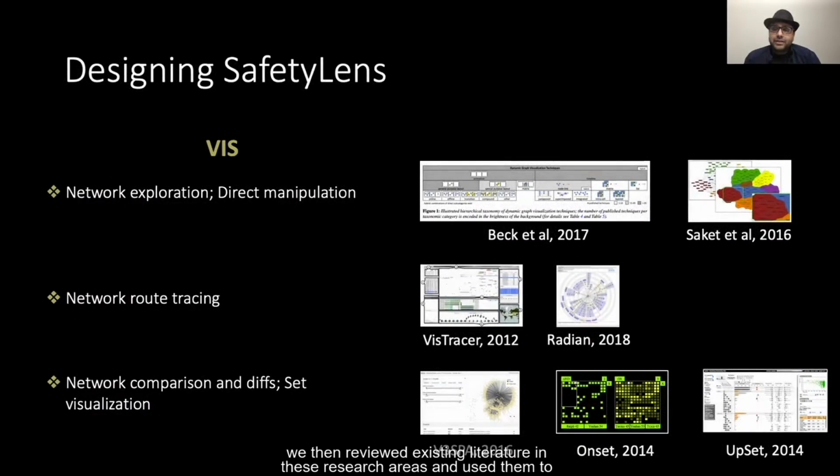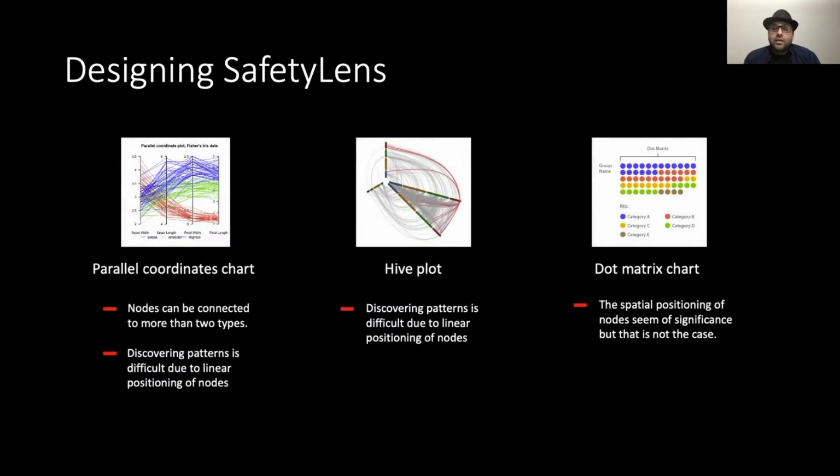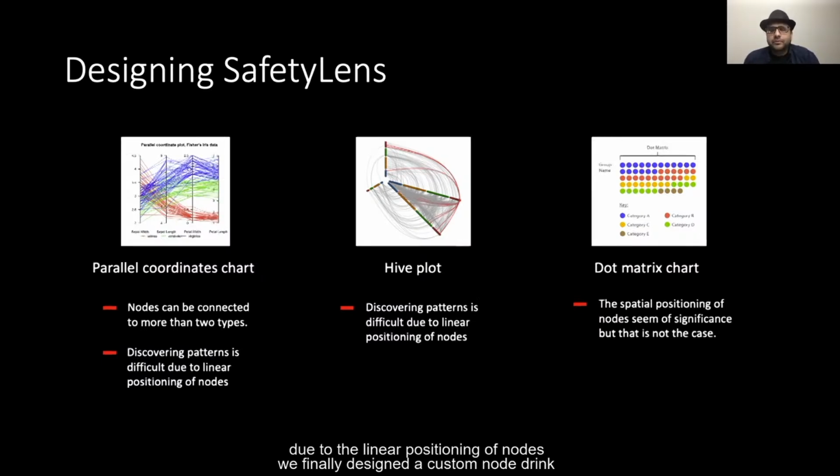We then reviewed existing literature in these research areas and used them to guide the design and development of safety lenses, visualizations, and interactions. We implemented rapid prototypes of standard visualization techniques such as the parallel coordinates chart, hive plot, and a dot matrix chart. These designs had a few shortcomings. For example, discovering patterns was difficult in parallel coordinates and hive plots due to the linear positioning of nodes.